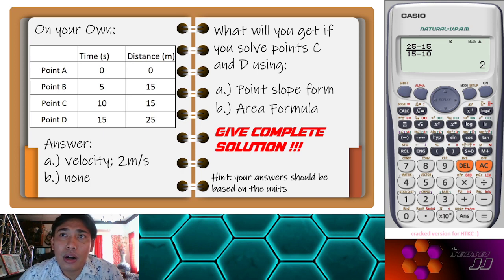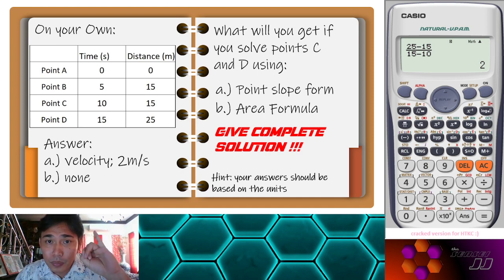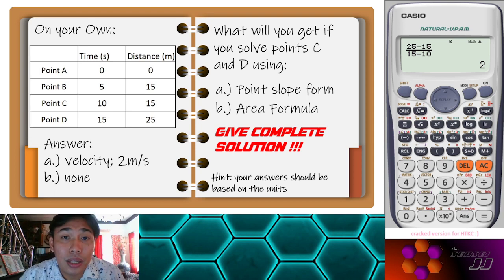What will you get in our distance multiplied by time? None. You will not get any. When we talk about motion, we're just dealing with distance, velocity, acceleration, and time. Velocity has a unit of meter per second, acceleration is meter per second square, distance is in meters, and time is in seconds, and none of them are measured in meter second.